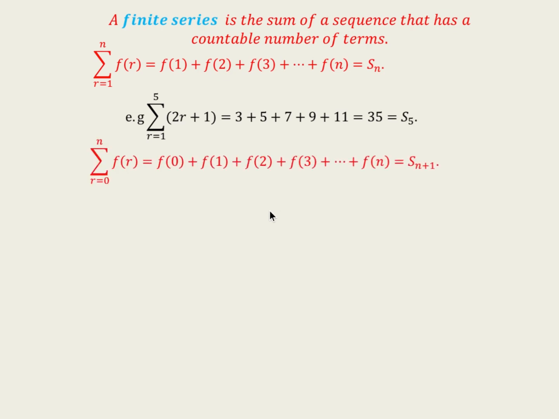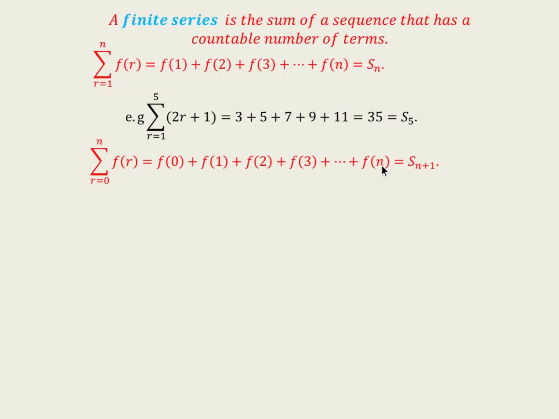Now, we could have a situation where the series does not begin from r equals 1. This time the series begins from r equals 0 up to n. So in this case, the first term would be f of 0. When r equals 0, you would get the first term. When r equals 1, the next integer, you will get the second term, and so on up to when r equals n, where you will now get the last term.